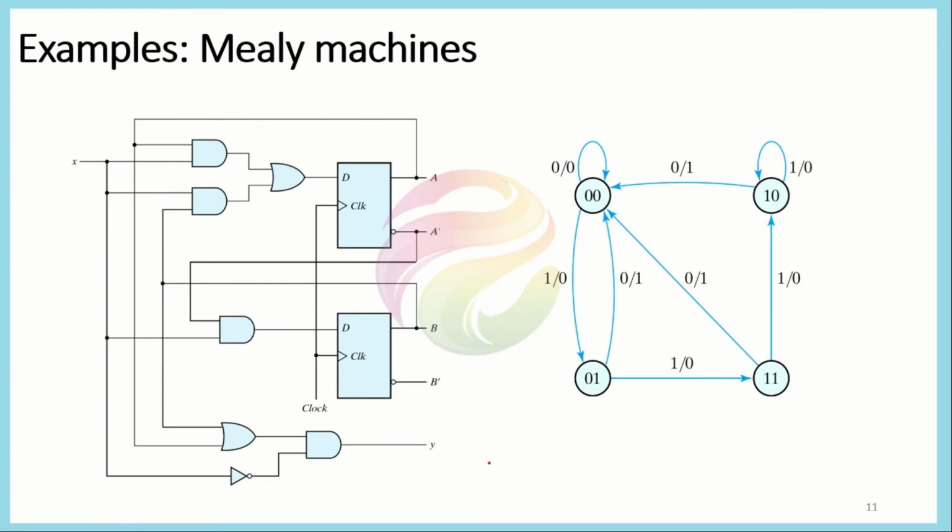This is the example of the Mealy machine that we discussed in the last lecture. This is Mealy because you can see that the output, which is Y, is not only dependent upon A and B, but also on the value of X, because X is connected here in complemented form, while the others come from A and B, the outputs of the flip-flops. Because it is dependent upon the value of X, it is called a Mealy machine.